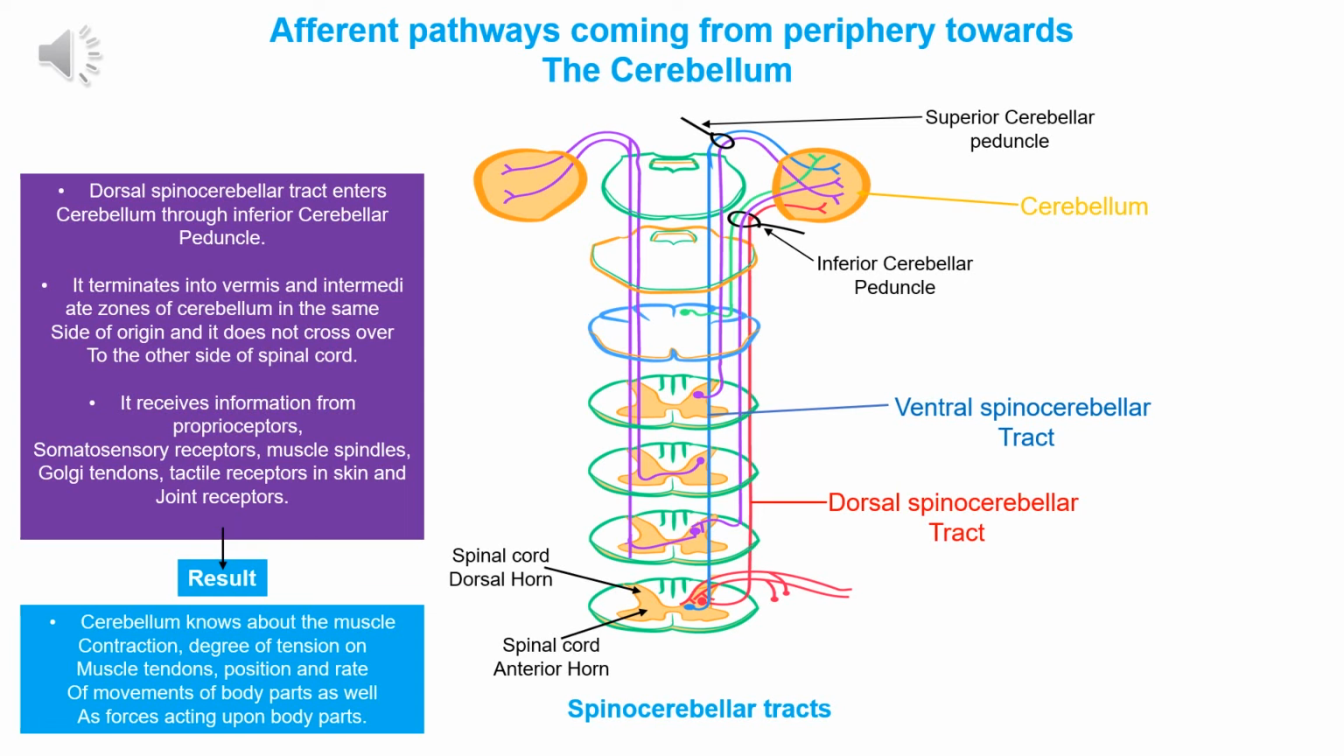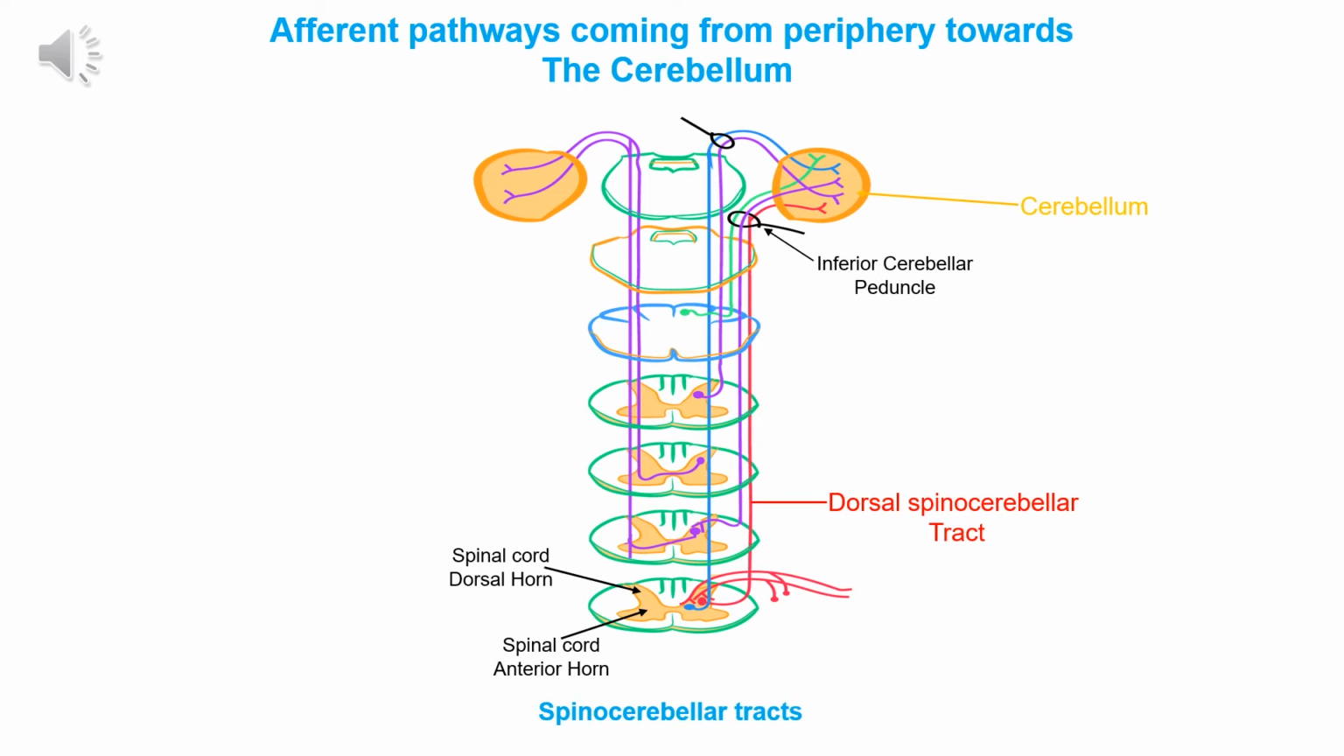Cerebellum knows about the muscle contraction, degree of tension of muscle tendons, position and rate of movements of parts of body, as well as forces acting upon the parts of the body. These are the tracts that transmit signals at a very high speed of 120 meters per second. After that, we are going to talk about ventral spinocerebellar tract.